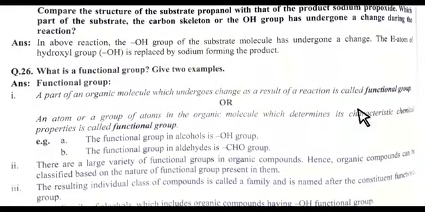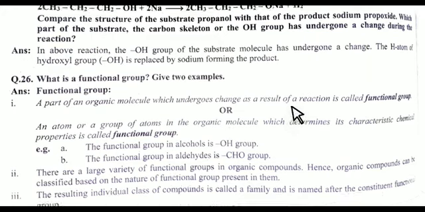Now the next is, what is the functional group? Give 2 examples. So actually, what is the functional group? A part of an organic molecule which undergoes changes as a result of a reaction is called a functional group. Actually, the functional group gives all the properties and all the information about the organic molecule. There are 2 definitions of the functional group, and you can learn any one of them.